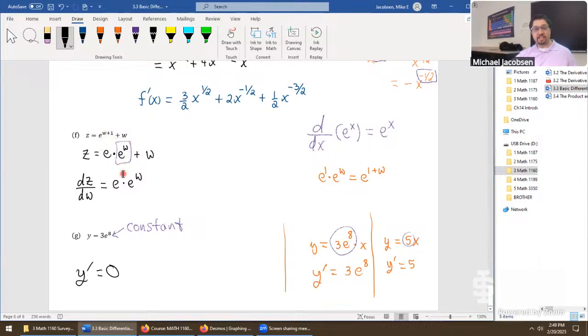This whole portion becomes e times e power w. Take the derivative of this w right here. That's just going to be a plus 1. And we did it. That's our derivative of part F. Pretty tricky one to look at because it didn't look like it fits the formula at the very beginning. Well, any last questions, folks, on any one of these problems?